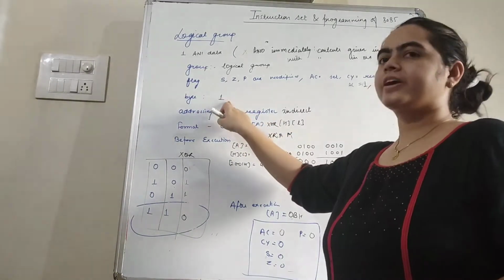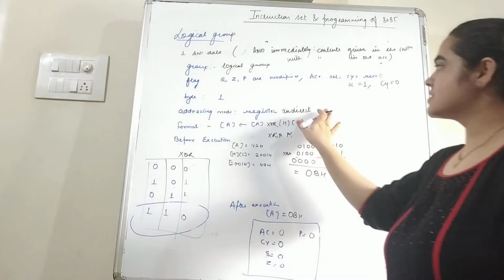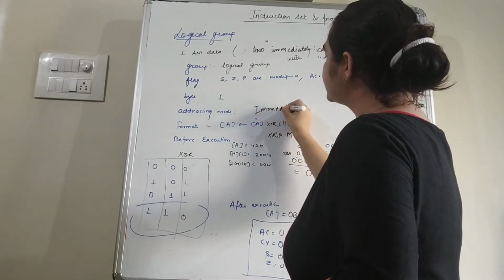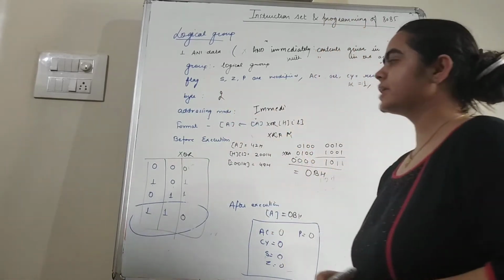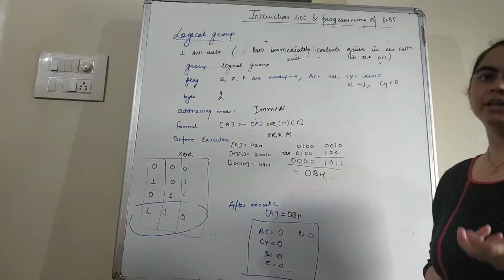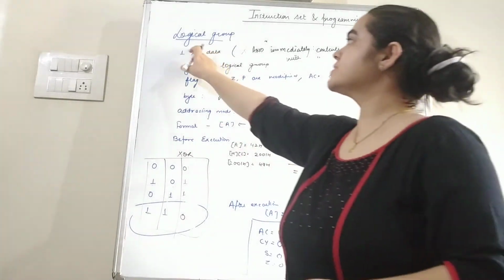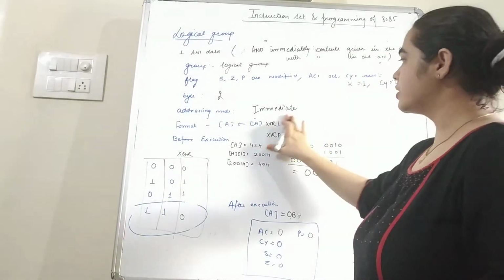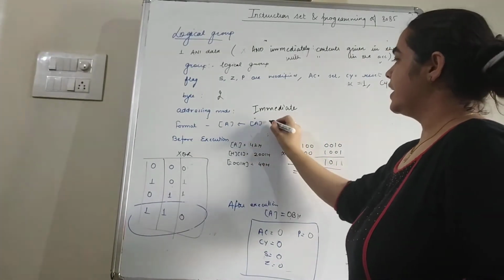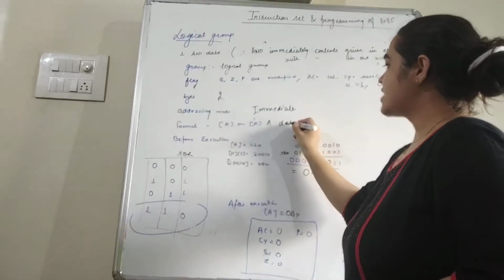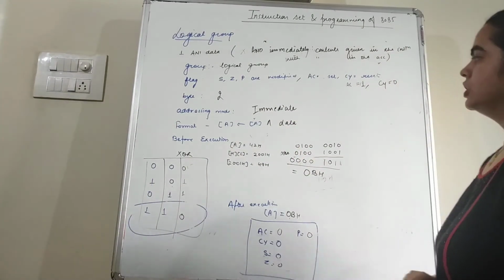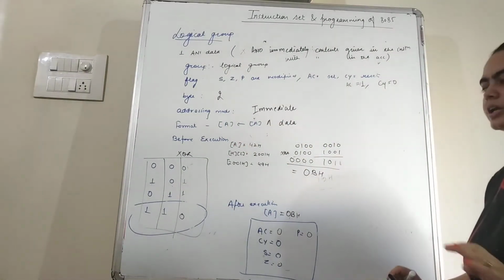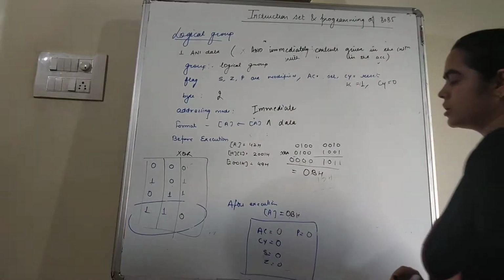How many bytes are affected? The bytes are 2 bytes, because the data is given. So 1 byte is occupied by the data and 1 byte is occupied by this instruction, and the addressing mode is immediate addressing mode. So here you can write A and the data. So we can AND the contents present in the instruction with the contents in the accumulator, and the result is stored in the accumulator.